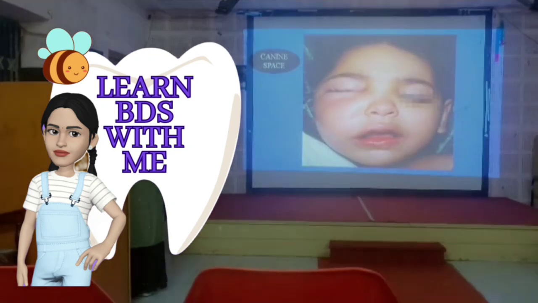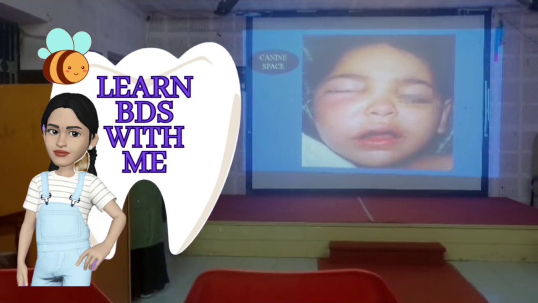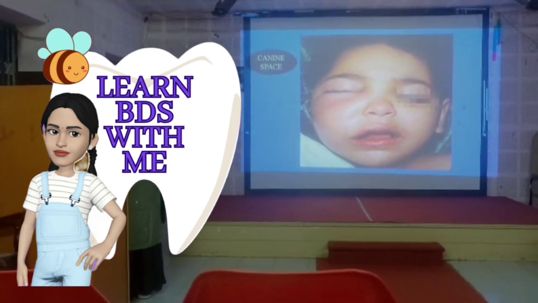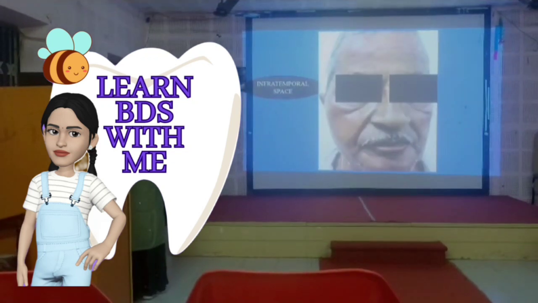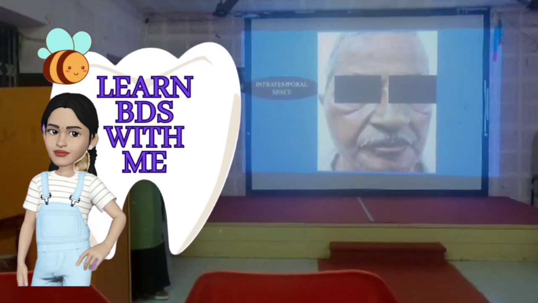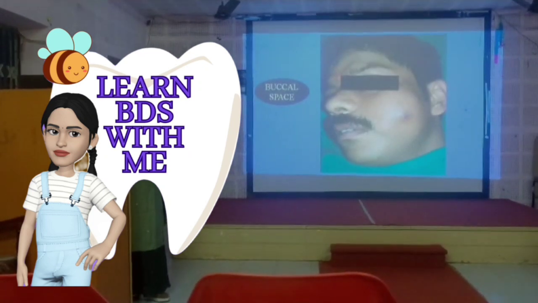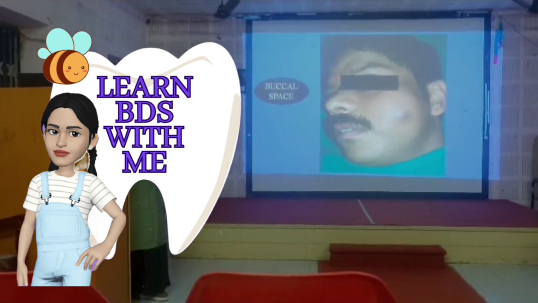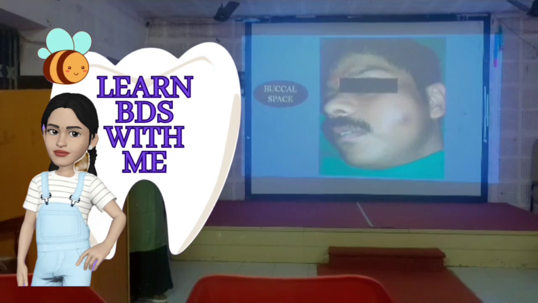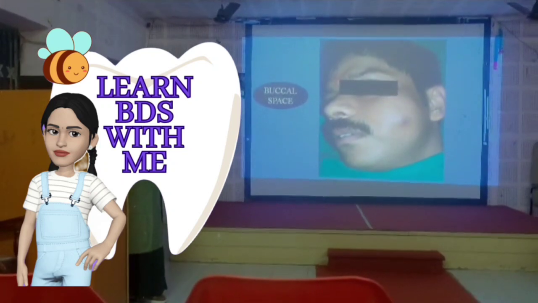Next is the canine space involving the canine fossa. So a swelling is seen lateral to the nose. Sometimes it can also cause lower eyelid edema. Next is the infratemporal space, where in the TMJ region and along the zygomatic arch you will be able to see the swelling. Severe trismus is the marked sign in this particular infection. Next is the buccal space, where it has communication with both maxillary spaces as well as mandibular spaces, and a severe swelling can be seen in the cheek region.